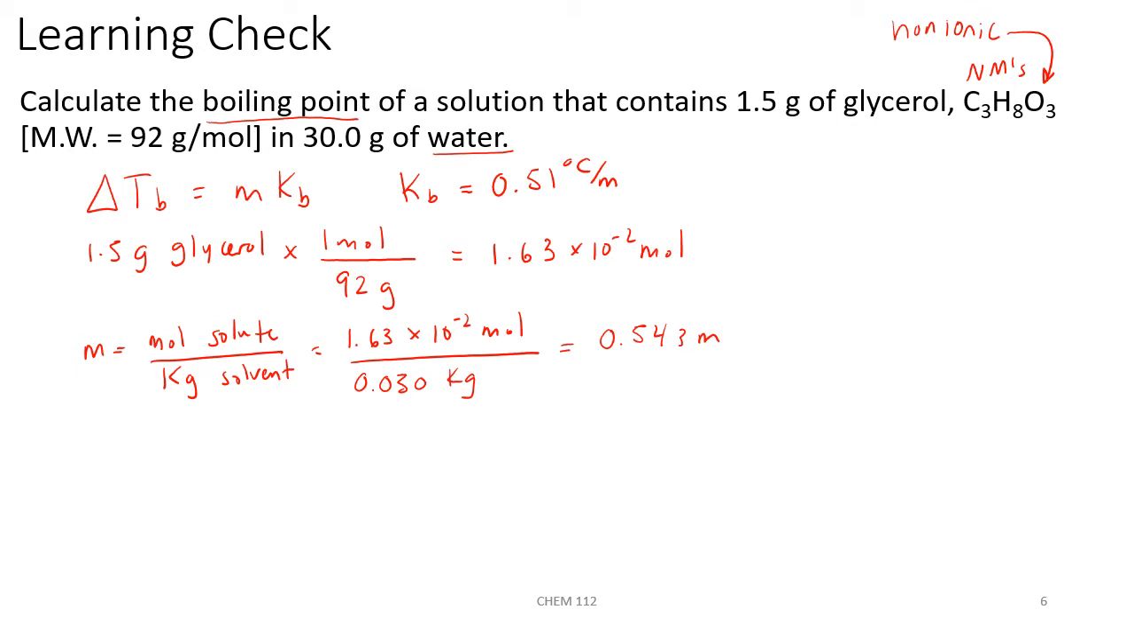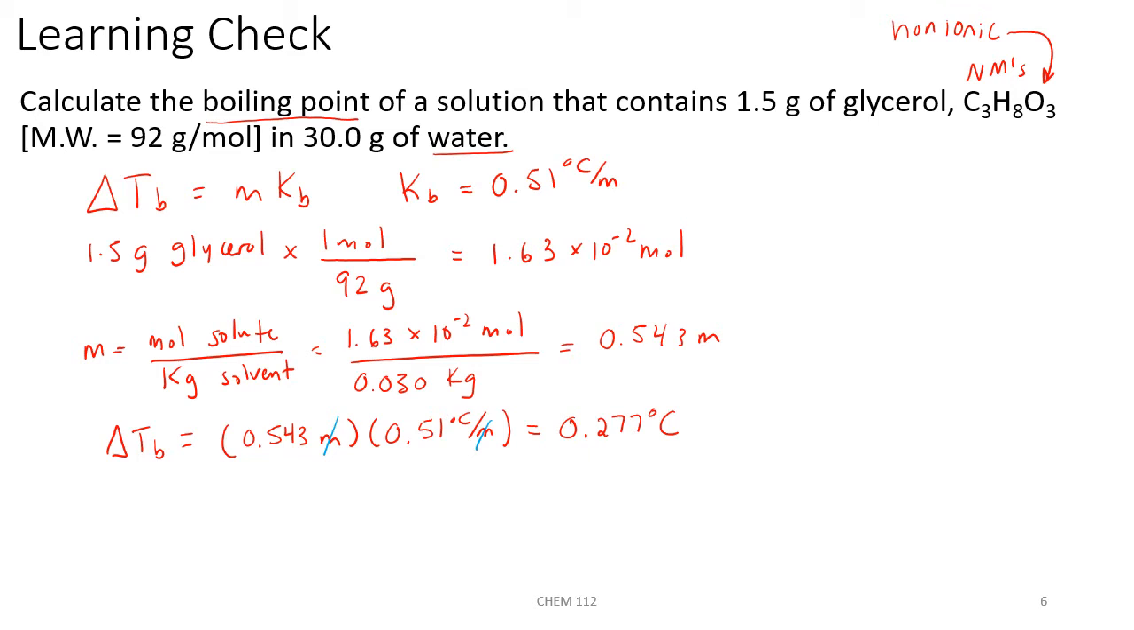Now we can plug that into our boiling point elevation equation. Delta TB equals our molality, or 0.543 molal, times our boiling point elevation constant, 0.51 degrees C per molal. We can see that our units of molality will cancel, and our delta TB will be in units of degrees Celsius. Delta TB comes out to being 0.277 degrees Celsius, but this is not the boiling point of our overall solution.